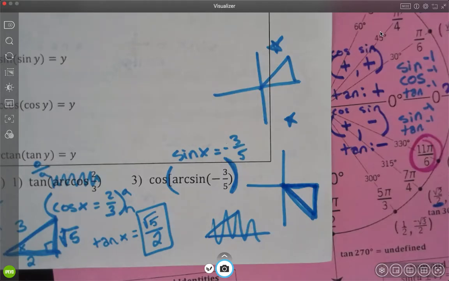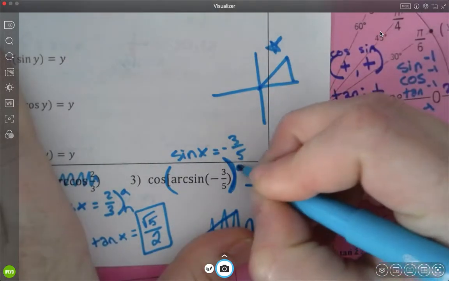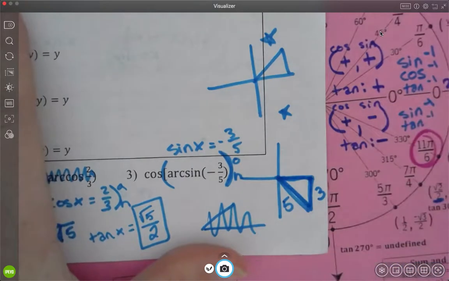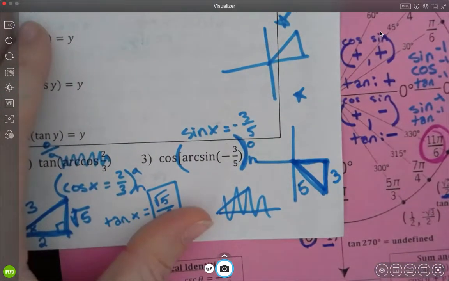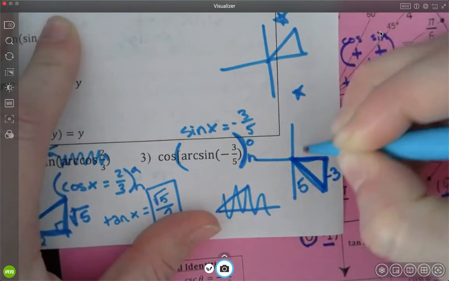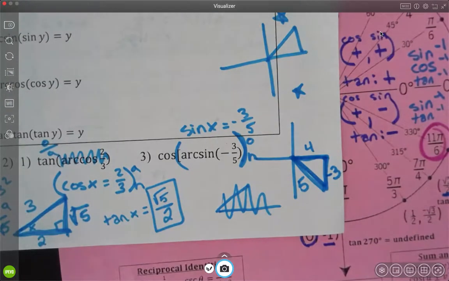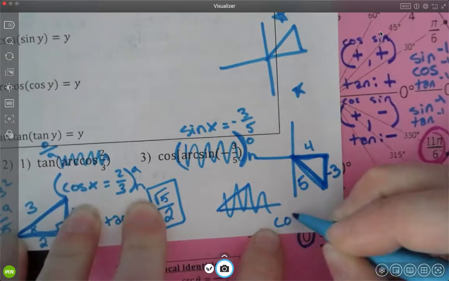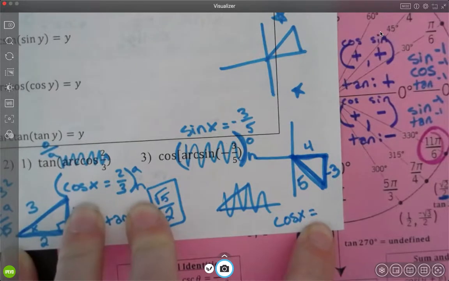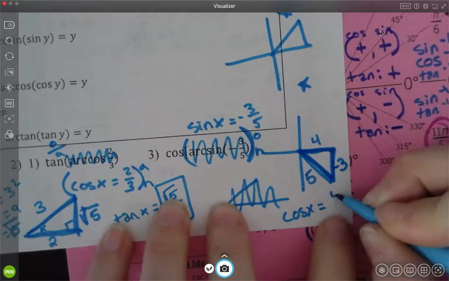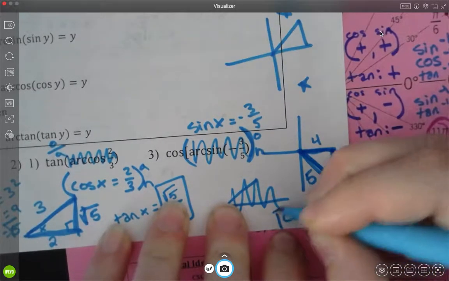Now, that helps me determine which one is negative, the 3 or the 5. Sine is opposite over hypotenuse, so opposite is 3, hypotenuse is 5. Oh, baby, this is going to be nice. Which one's negative? 3. What's this side right here? 4. That's a 3, 4, 5 right triangle. Now, I'm not interested in sine, though. This just tells me what it looks like. What's cosine of that thing? 4 over 5, adjacent over hypotenuse. There you go.